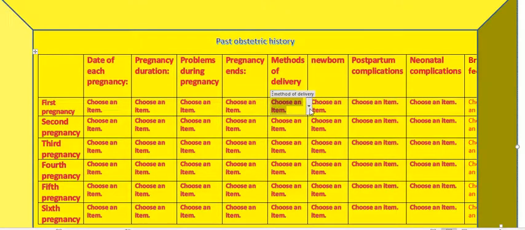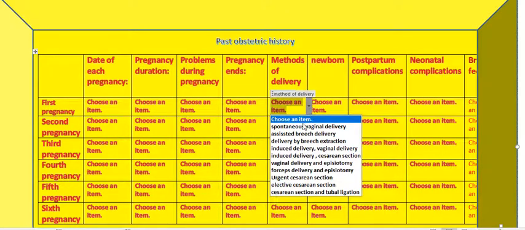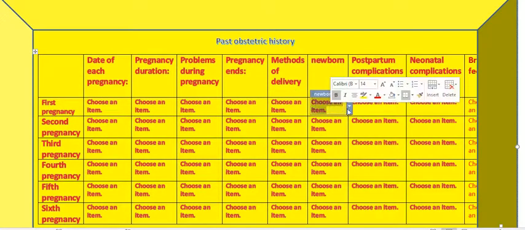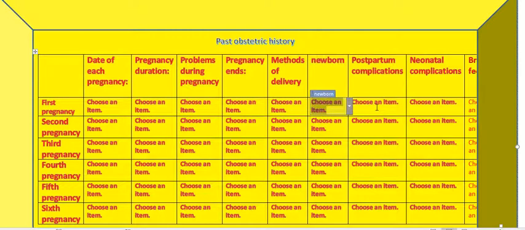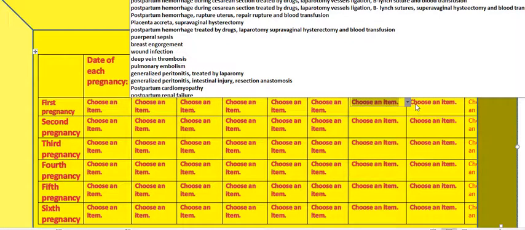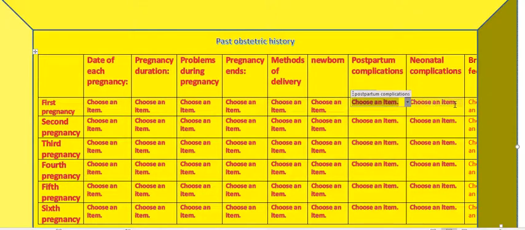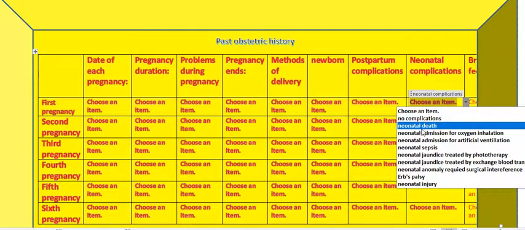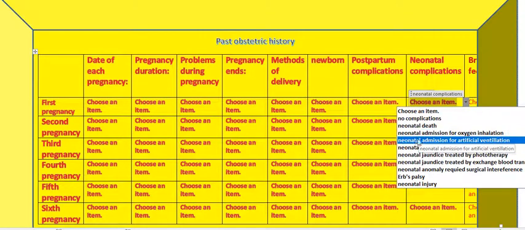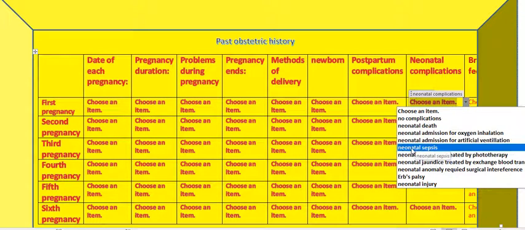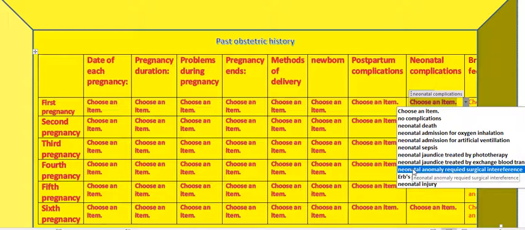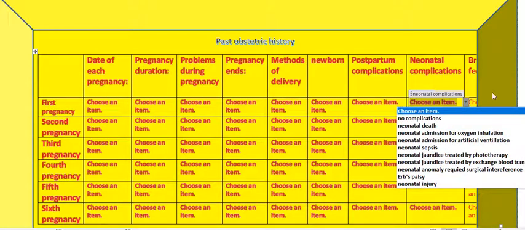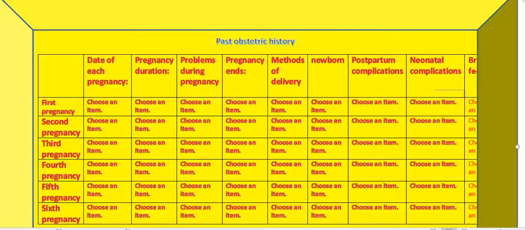In case of delivery, the method of delivery is vaginal delivery, or forceps delivery, or cesarean section, and then newborn outcome, the sex of the baby, male or female, and the weight, and any postpartum complications: hemorrhage or infections, or neonatal complications, neonatal death, or neonatal admission to oxygen inhalation, neonatal admission to artificial ventilation, neonatal sepsis, neonatal jaundice treated by exchange blood transfusion, neonatal anomaly, Erb's palsy, or neonatal injury, and the patient breastfeeding or not breastfeeding.